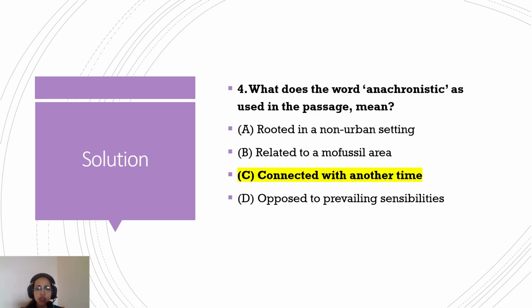Connected with another time. So we see that this is the consistent theme in the passage, that there is a temporal gap, a time lag between the information when it is produced in the global world and the information when it reaches a provincial reader. So connected with another time is something that, if you understand the essence of the passage, you will be able to reach this option.